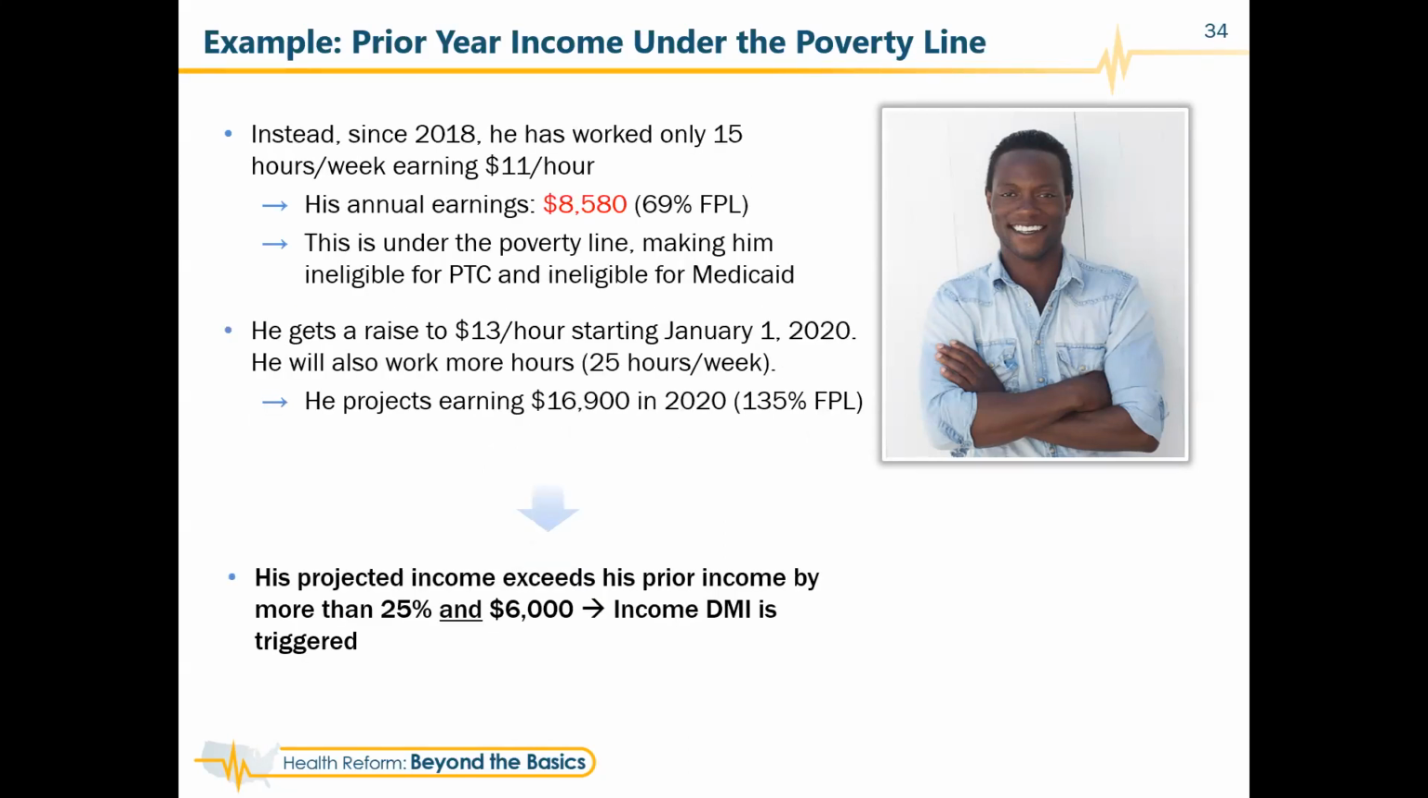But let's say that his earnings in 2018, which is the last information that the Data Hub will have tax data on, let's say his earnings in 2018 were actually lower. And based on that, his projected income is going to exceed his prior income by more than 25%, and by $6,000. In this case, he's going to have an income DMI. So he's going to need to submit additional documentation that proves his income.